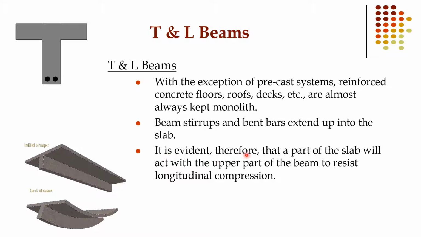It is evident, therefore, that part of the slab will act with the upper part of the beam to resist longitudinal compression. Means if we place a neutral axis here, then the portion of the slab above it will act in compression. You can see here the initial shape and here the bending shape of the T-beam. Above the neutral axis, all of the portion of the T-beam will act as compression force.